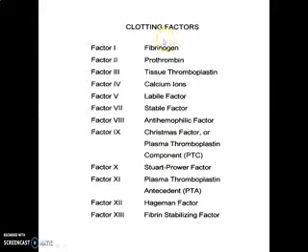These are the clotting factors. Factor one is fibrinogen, factor two is prothrombin, factor three is tissue thromboplastin, factor four is calcium ions, factor five is labile factor, factor seven is stable factor, factor eight is anti-hemophilic factor, factor nine is Christmas factor or plasma thromboplastin component. Factor ten is Stewart factor. Factor eleven is plasma thromboplastin antecedent. Factor twelve is Hageman factor, and the last one is fibrin stabilizing factor. These factors are responsible for the formation of the clot.